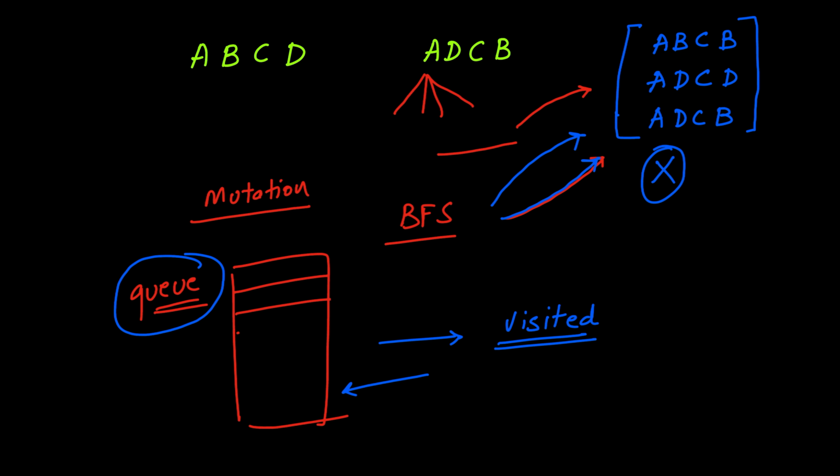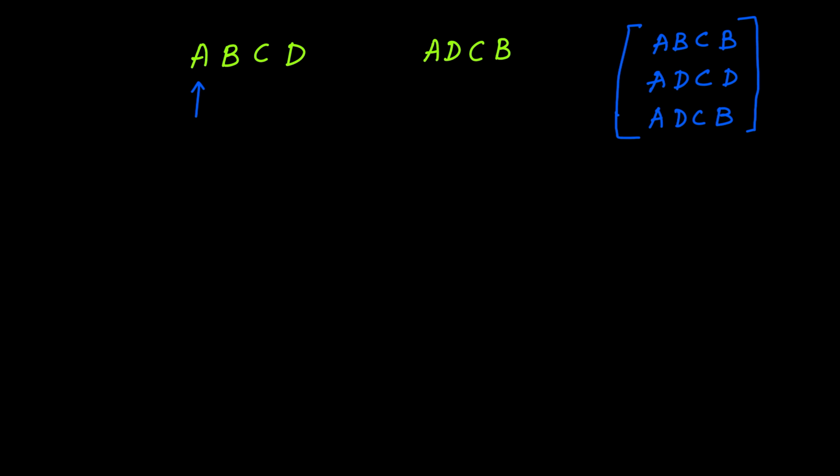Now let's do a quick dry run to understand how the queue and this visited array will help us solve the problem in a better way. Let's start with the first character A and identify all possible mutations.